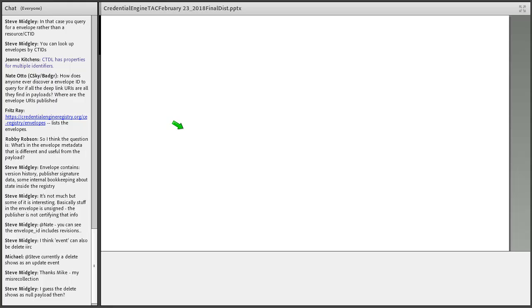And again, it's up to the payload within the envelope to reference the previous CTID as a way of saying that this thing replaces that thing.